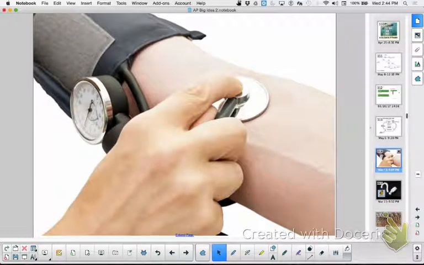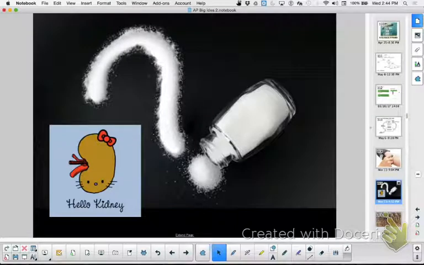So our blood pressure will vary depending on the conditions. You remember how we talked about salt? Remember Hello Kidney? If your blood is hypertonic, if you have more salt in your blood, you're going to therefore have more water. As the water levels increase, so too your blood volume goes up. If your blood volume goes up, then so too will be your blood pressure in order to move it around.